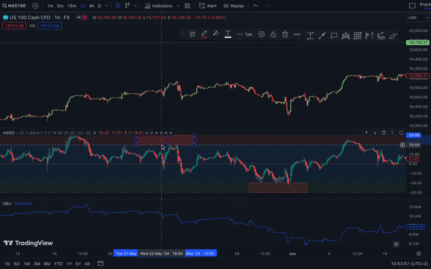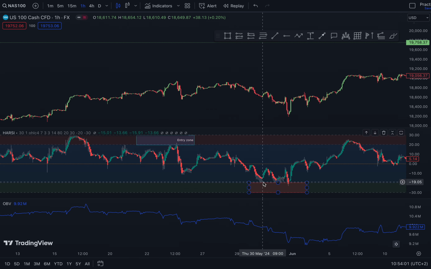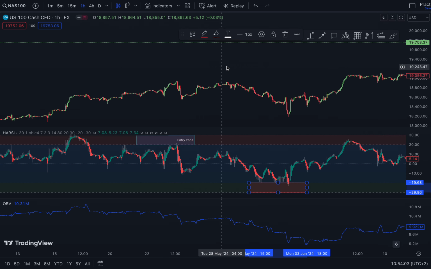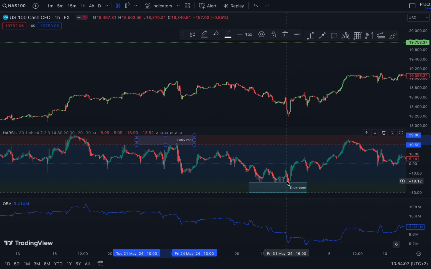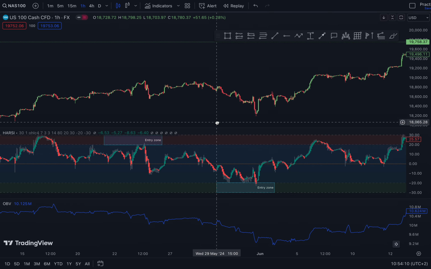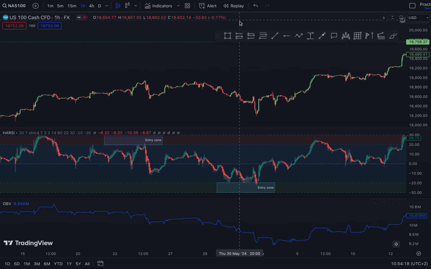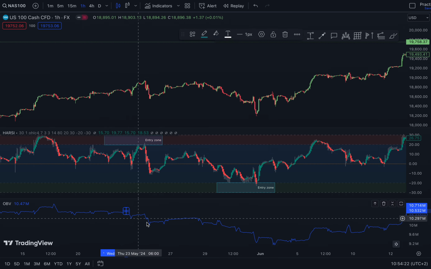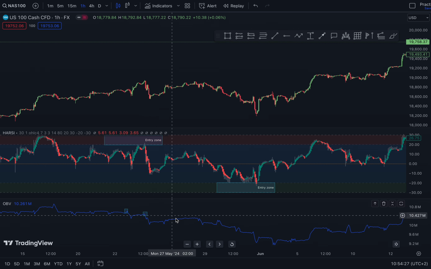So I'm going to change the color of this and just use entry zone. I'm going to use blue from now on. Cool. So that's your entry zone. Then once you are at your entry zone, you want to see a spike from your indicator, from your volume. You want to see a spike. They don't look too big, but you can see those are like tiny spikes that you see right there.